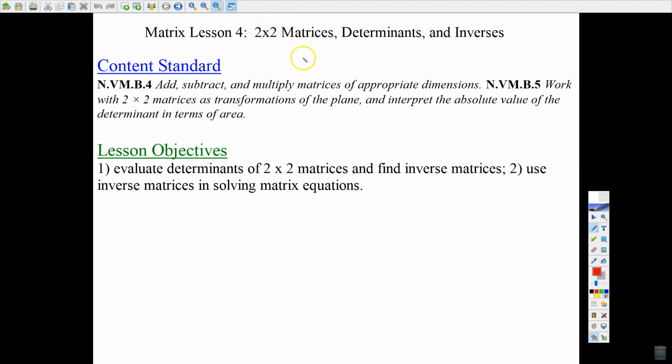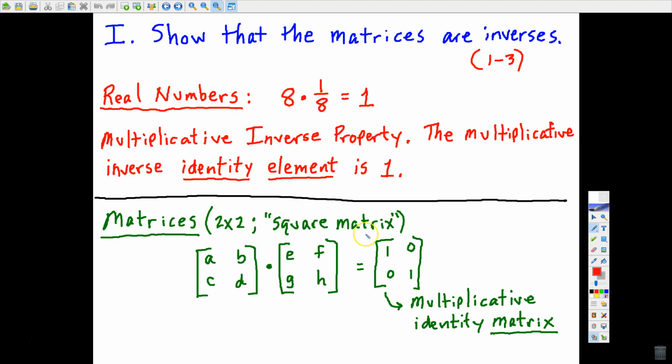Anything higher than that, it's really better to use a graphing calculator, which you're not required to have. So we're going to focus on 2 by 2 matrices, how to find those determinants, and then how to find the inverse of a 2 by 2 matrix. So let's start with this idea. Roman numeral 1 is going to help you with the first 3 problems of the assignment. How do I know that 2 matrices are inverses?